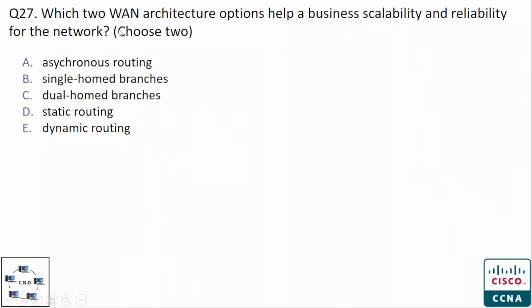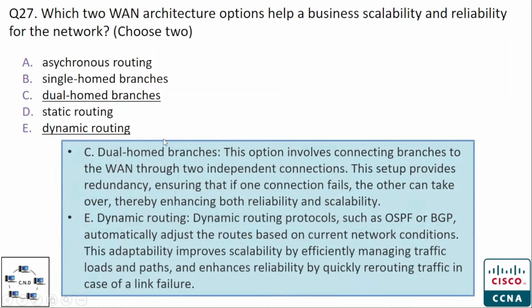Question number 27. Which two WAN architecture options help a business with scalability and reliability for the network? Choose two options. The options are option A, asynchronous routing, option B, single-homed branches, option C, dual-homed branches, option D, static routing, and option E, dynamic routing. And the correct options are option C, dual-homed branches, and option E, dynamic routing.